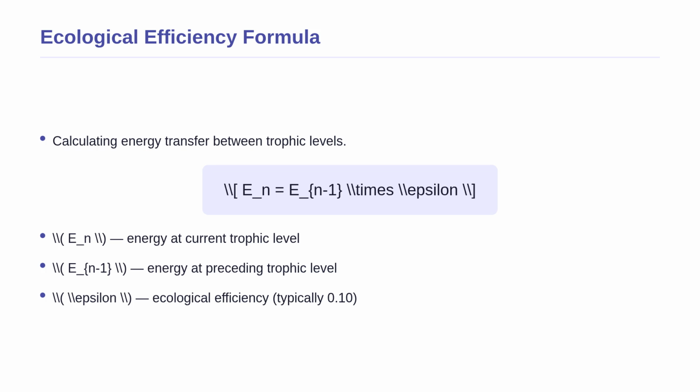En represents the total energy available at the current trophic level. En minus 1 represents the energy present at the immediately preceding level, which acts as the food source. The symbol epsilon represents the ecological efficiency, which is the fraction of energy successfully transferred. Typically, epsilon is roughly 0.10, famously known as Lindemann's 10% rule. If efficiency increases, more energy reaches top predators.